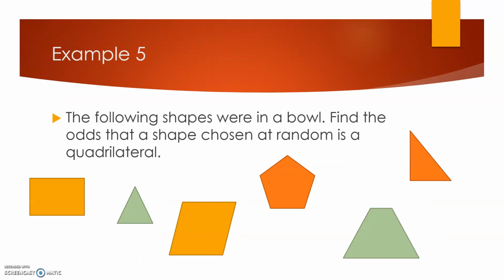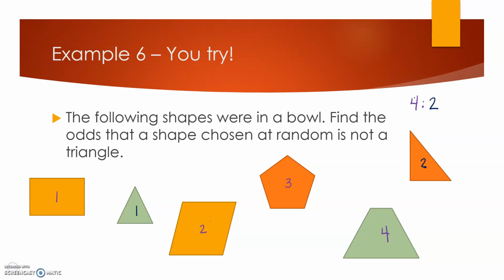So the following shapes were in a bowl. Find the odds that a shape chosen at random is a quadrilateral. I've got 1, 2, 3 quadrilaterals. So I've got 3, and its odds in favor would be 3 to 3, because there are then 3 unfavorable outcomes. We have 3 that match the criteria and 3 that don't. So our odds would be 3 to 3. So try this one and then check your answer. Your odds here would be 4 to 2 because there are 4 that are not triangles.